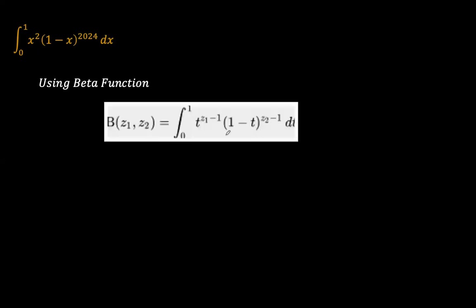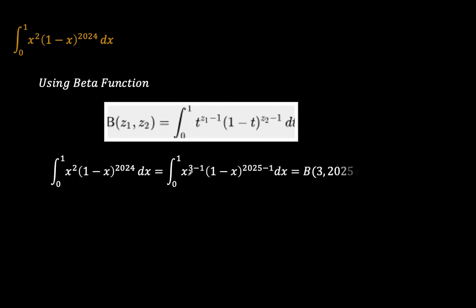And picking from Wikipedia, the beta function of z1 and z2 is the integral from t equals 0 to t equals 1 of t to the power z1 minus 1 times (1 minus t) to the power z2 minus 1. And so expressing our problem into this format here, that means that our z1 is 3, because 2 is 3 minus 1, and z2 is 2025, because 2024 is 2025 minus 1. So this problem here can be expressed as a beta function of 3 and 2025.